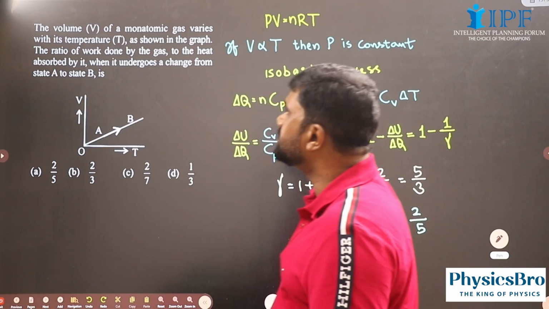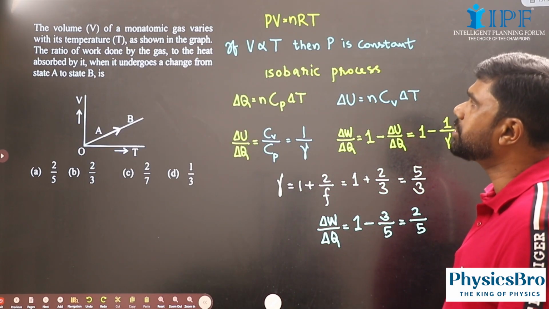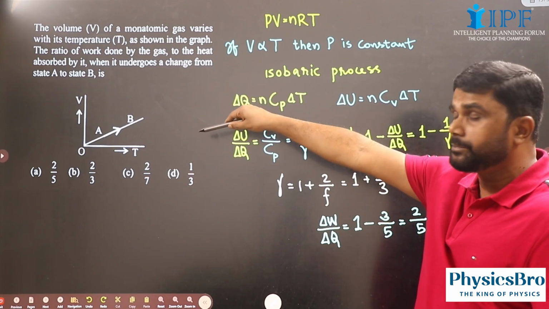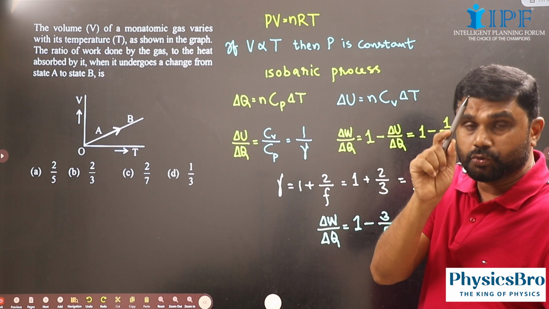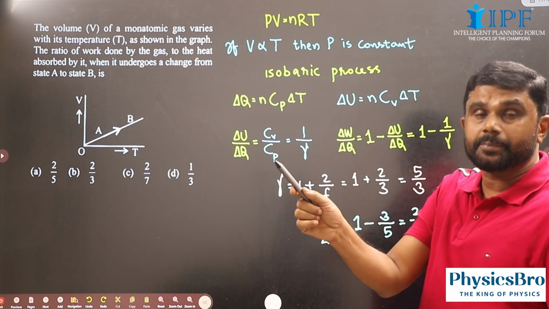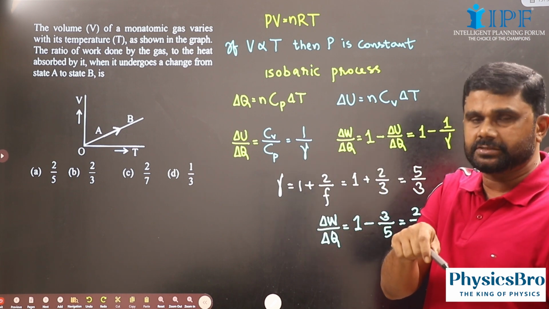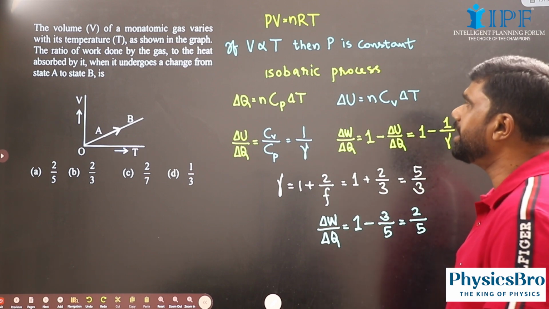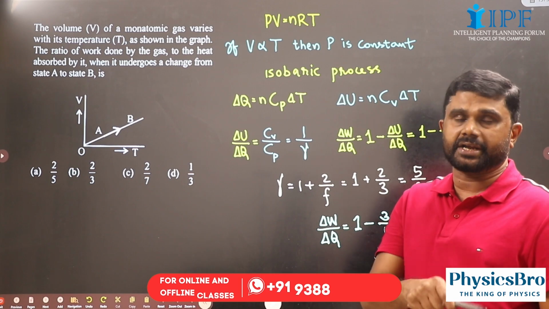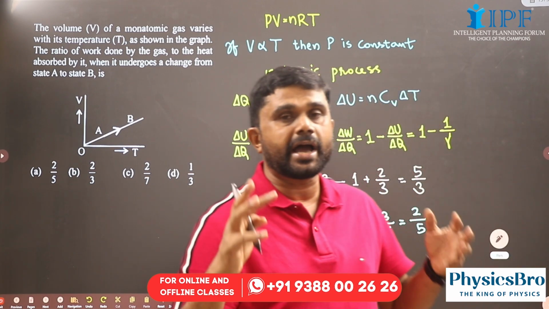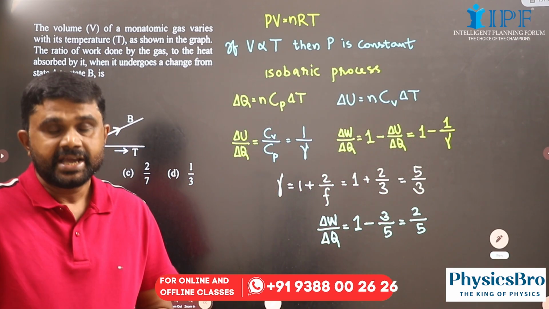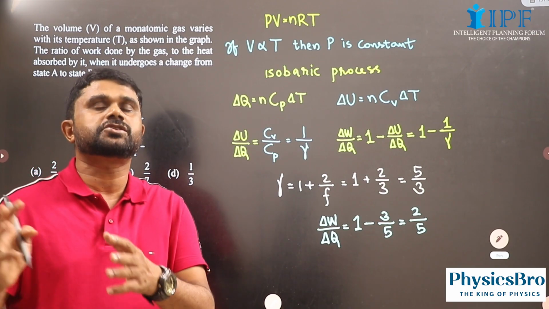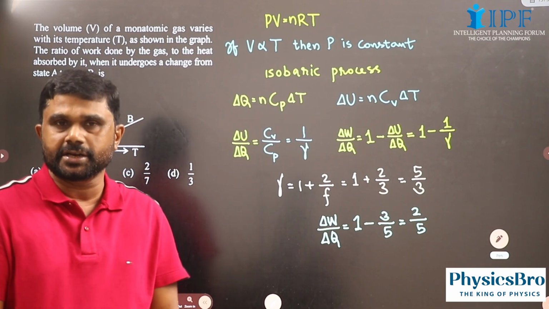Okay. Now see, the volume V of a monoatomic gas varies with the temperature T. As the volume versus temperature graph is a straight line passing through the origin, V is directly proportional to temperature in an ideal gas. That will be true only if the pressure is constant, or let us say the process is isobaric. When some heat is added to an ideal gas at constant pressure, a part of it will be used to increase the internal energy. What fraction of heat added is used to increase the internal energy?